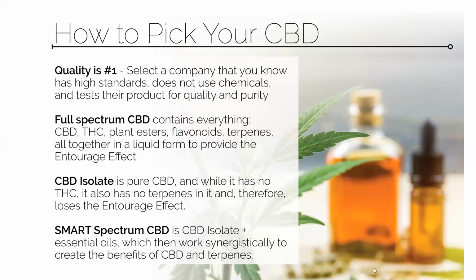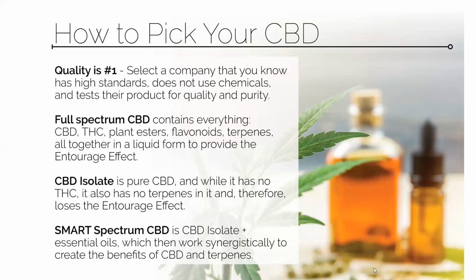There are a couple of different versions of CBD. We have something that's called full spectrum. It contains everything: cannabidiol, the tetrahydrocannabinol, the plant esters, flavonoids, terpenes, all together in a liquid form to provide what's called the entourage effect. Think of the entourage effect as a team that's combined, working toward a specific goal. You can get a lot more done with that team doing it together than you could with one single player. So the full spectrum CBD is synergistically using all of the properties in that oil to produce the effect of improving the cannabinoid system.